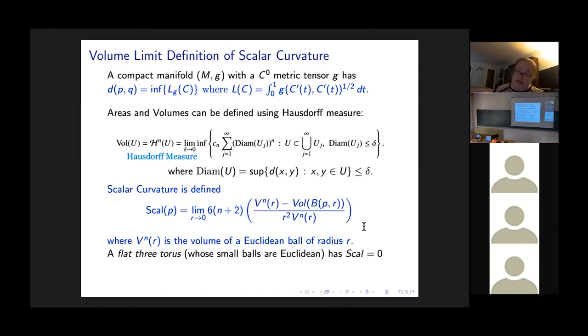So a flat 3-torus whose small balls are Euclidean has scalar curvature equal to 0, and the standard three-dimensional sphere has scalar curvature equal to 6 everywhere. Easy to compute using this.